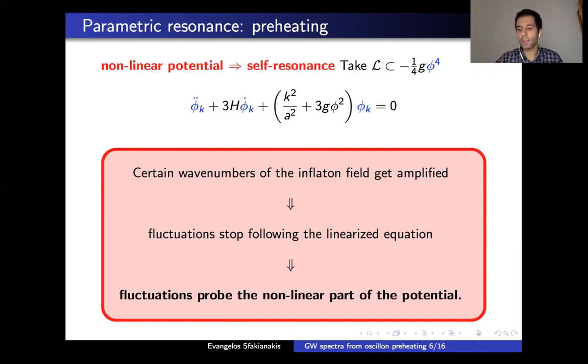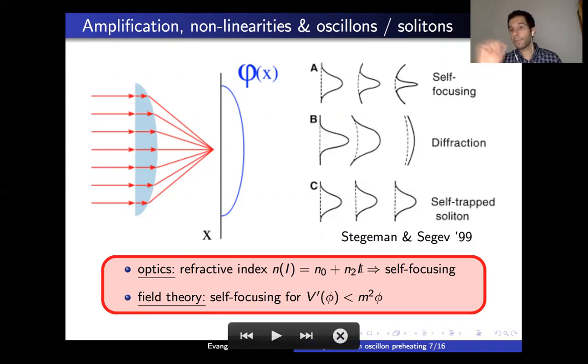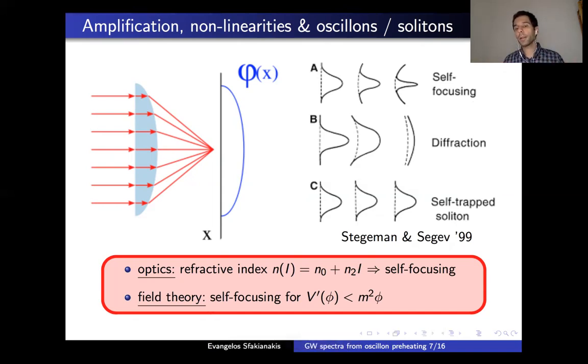And this is now the important part. We know that once you start probing nonlinearities, from optics to field theory, interesting structures can emerge. In optics, we can have the so-called self-focusing media, where the refractive index is a function of the intensity of a beam propagating through that medium. This can lead to self-focusing, essentially the refractive index being bigger when the intensity of light is larger, and any beam will tend to self-focus.